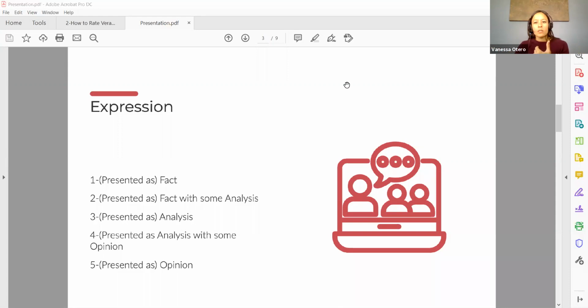Okay, so conclusions are statements that can be supported or unsupported by facts. So on our expression scale, a one would be like weather report type of stories, things that go fact, fact, fact, fact, fact, that's it. Fact with some analysis would be like fact, fact, fact, fact, fact, conclusion.